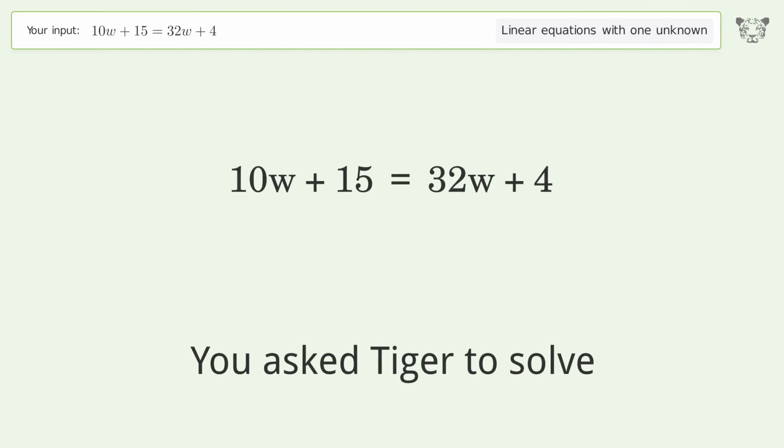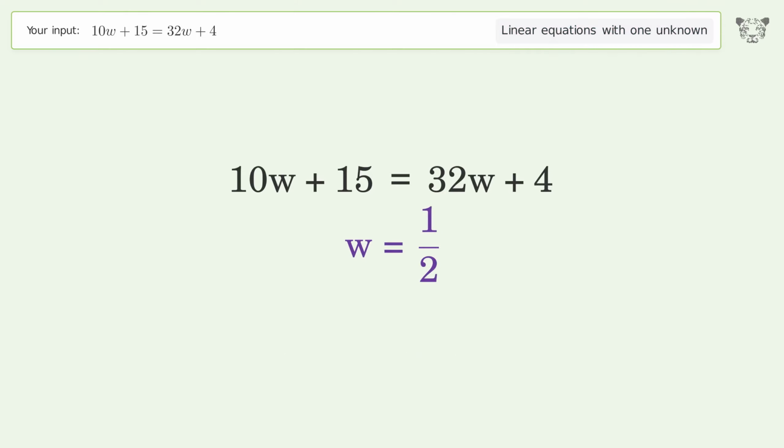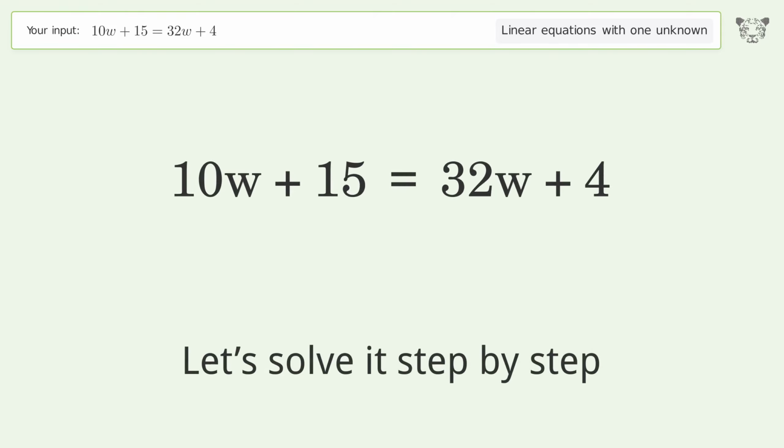You ask Tiger to solve. This deals with linear equations with one unknown. The final result is w equals 1 over 2. Let's solve it step by step.